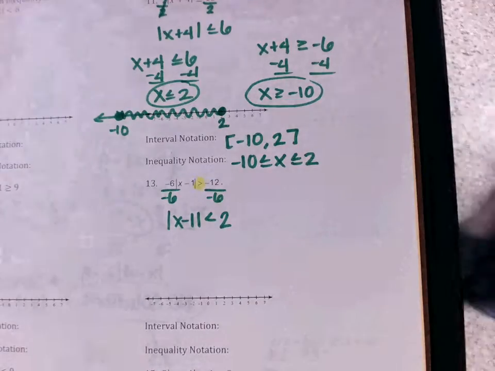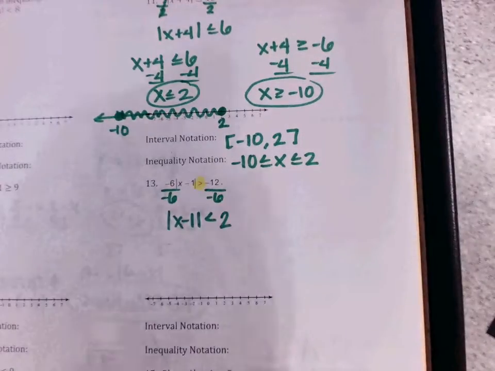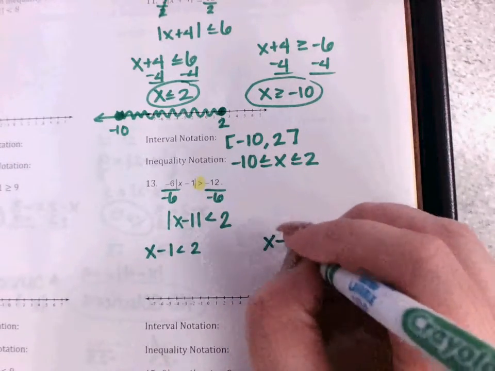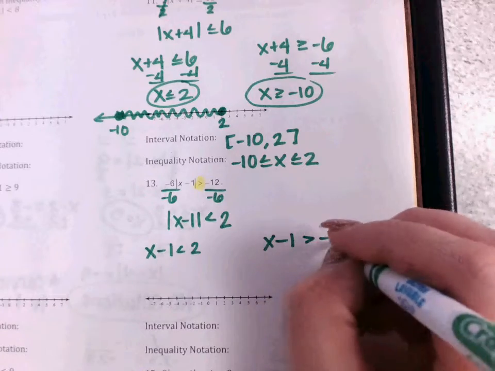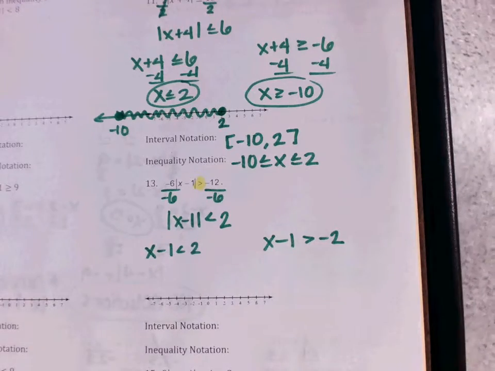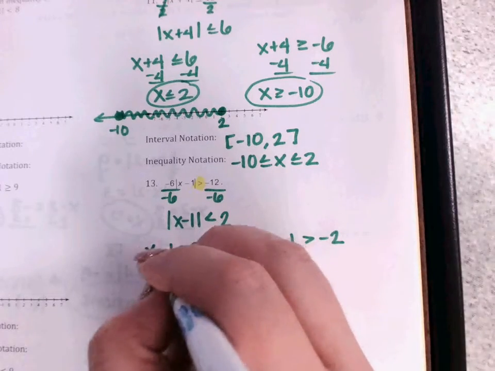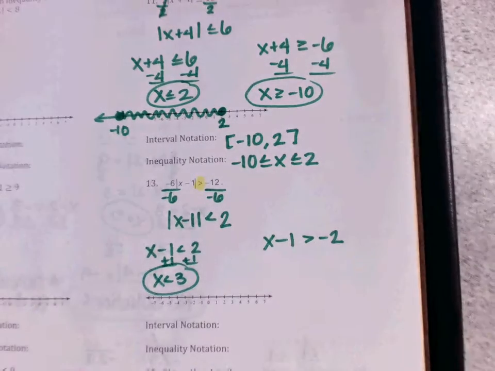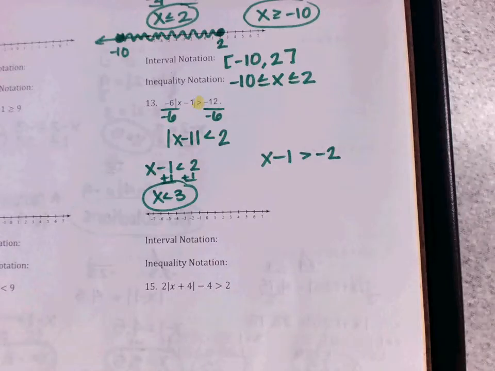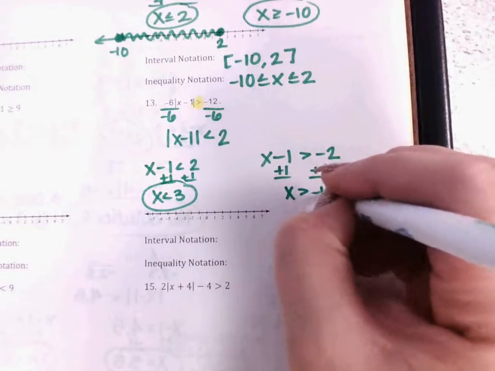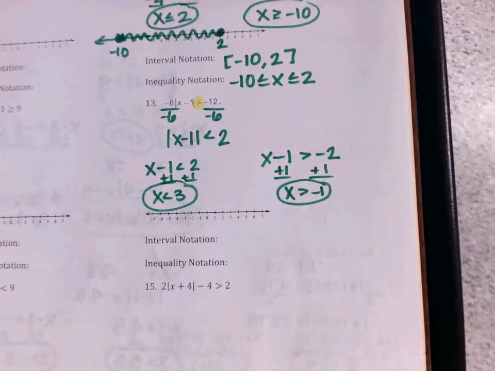Okay, so split your equation up. You're going to have x minus 1 less than 2. And then x minus 1 greater than negative 2. And remember, you're always switching the symbol, and then you're also switching the sign on the number. Okay, plus 1 plus 1. X less than 3 is my first inequality. On the other side, I'm going to plus 1 plus 1. X greater than negative 1.